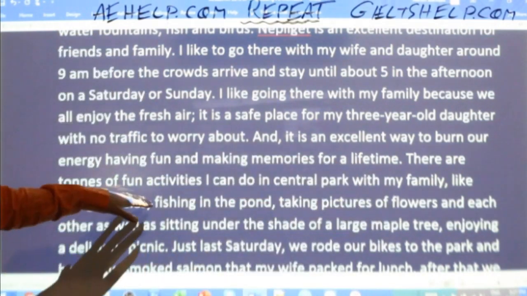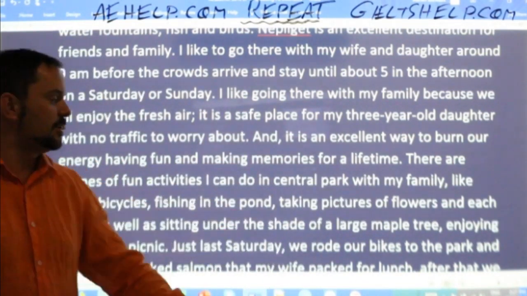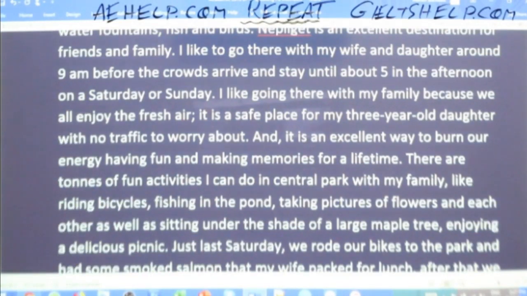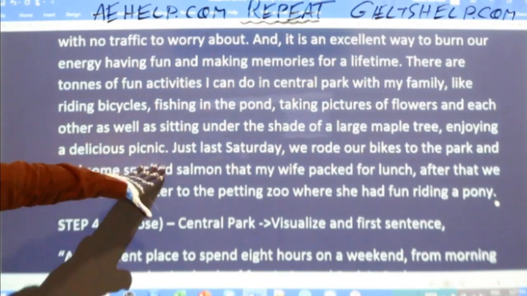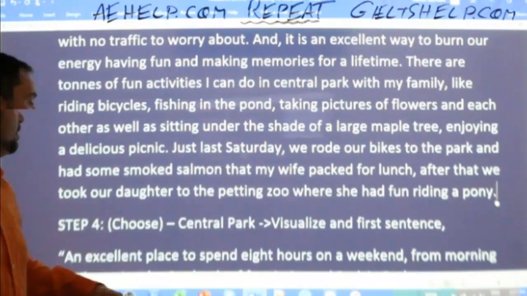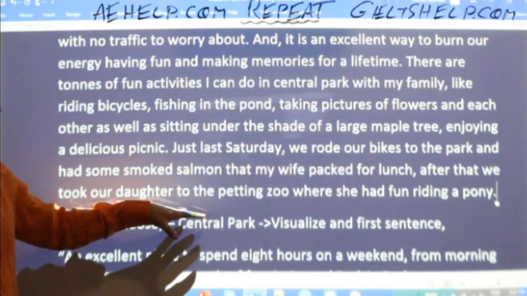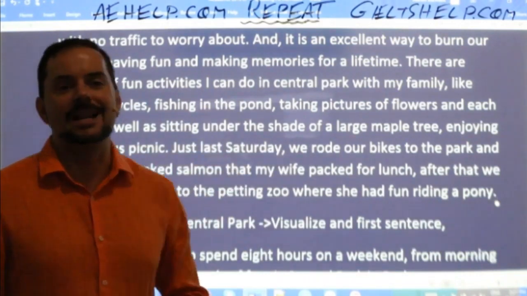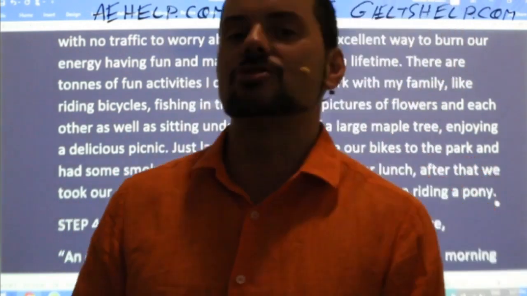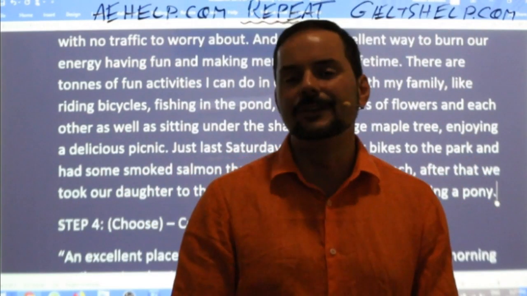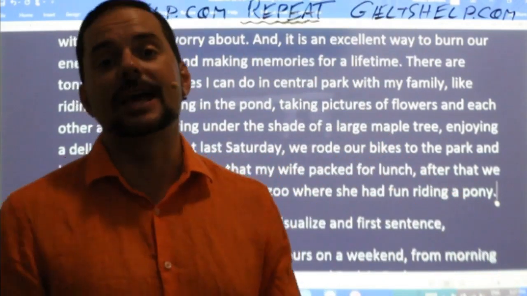There are tons of activities I can do in Central Park with them, like riding bicycles, fishing in the ponds, taking pictures of flowers and each other, as well as sitting under the shade of a large maple tree enjoying a delicious picnic. Just last Saturday, we rode our bikes to the park and had some smoked salmon that my wife packed for lunch. After that, we took our daughter to the petting zoo where she had fun riding a pony. Central Park is a great destination I can truly enjoy for a whole day, and then I can go into explaining more and more details if the examiner keeps looking at me.